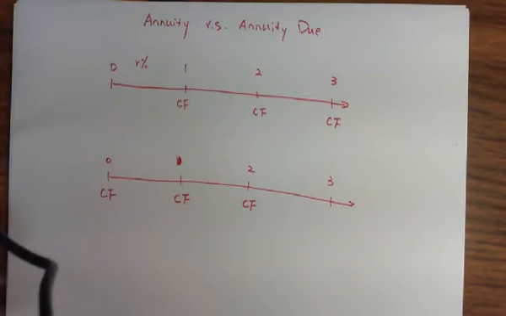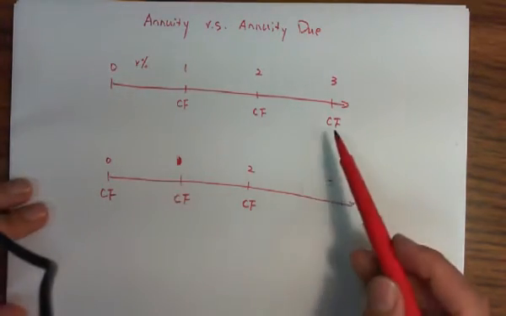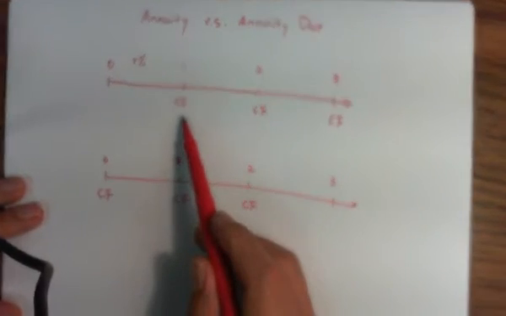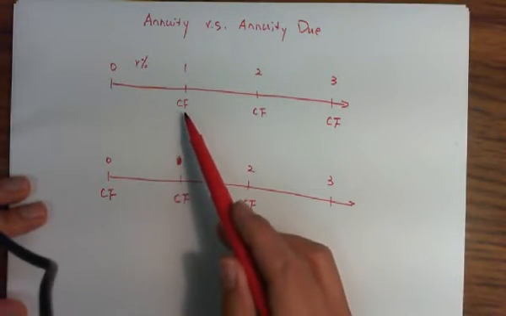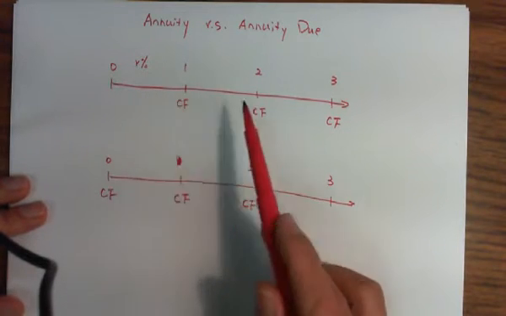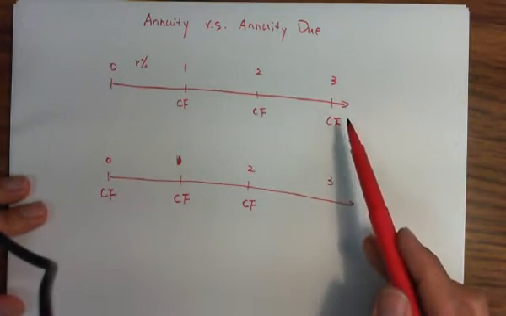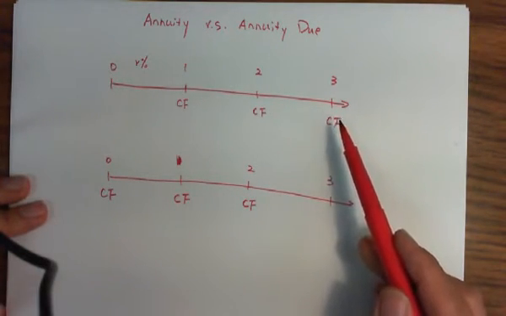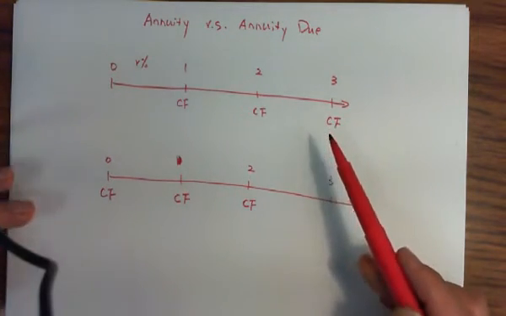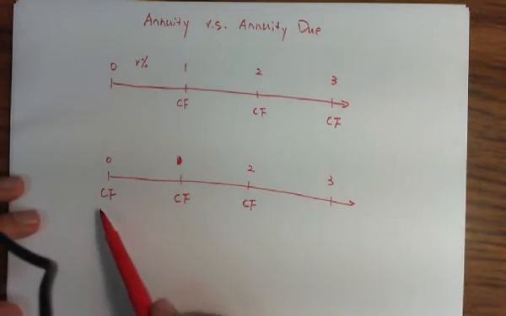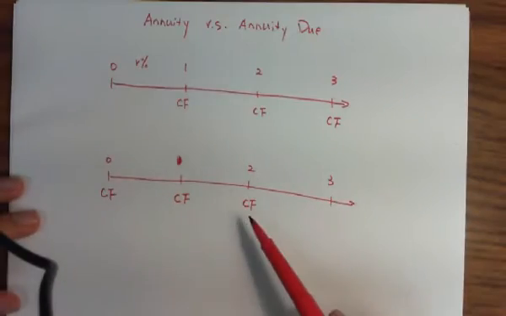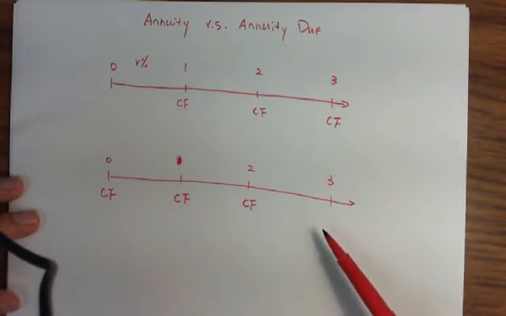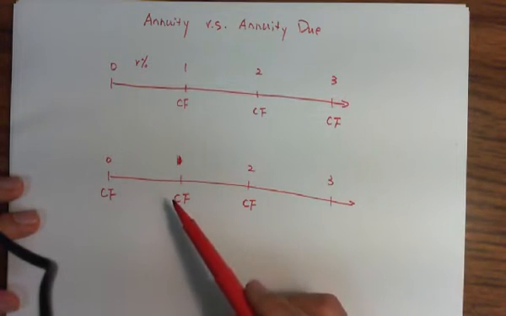We have two annuities. The first annuity, the top annuity, has 3 payments. Each payment is made at the end of the period. That is what we call an ordinary annuity, or simply an annuity. Now the bottom annuity is different. Still, there are 3 periods, 3 payments, but each payment is made at the beginning of the period.